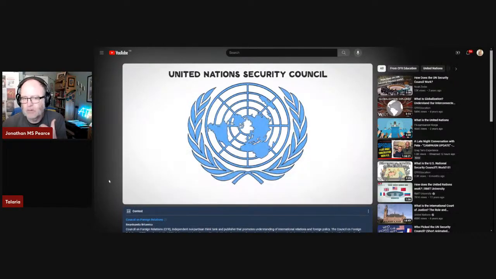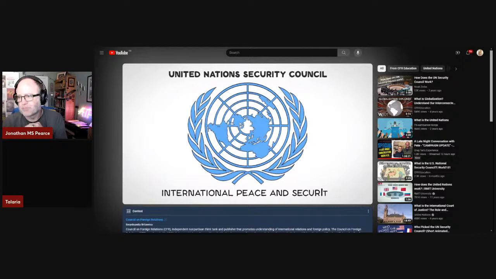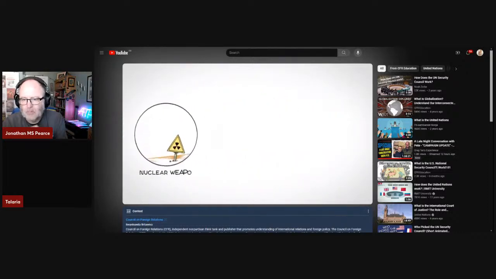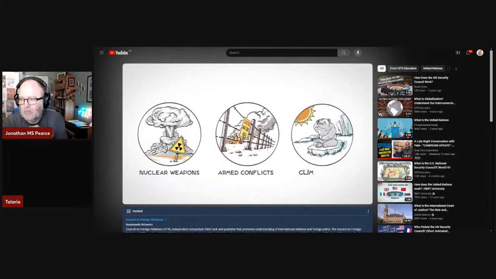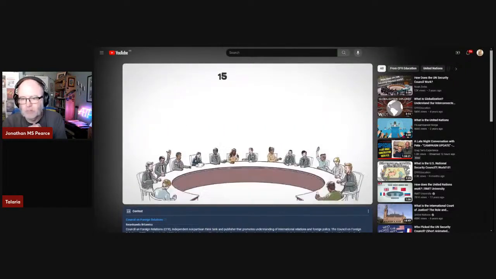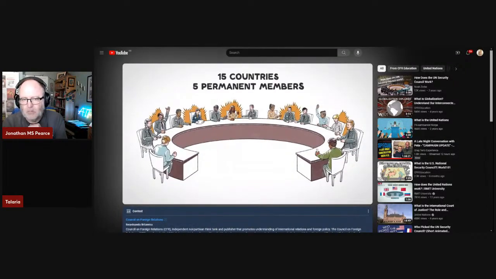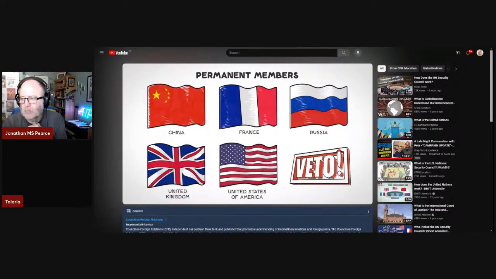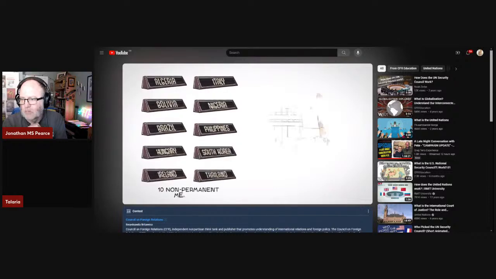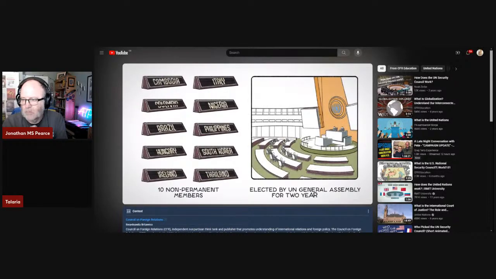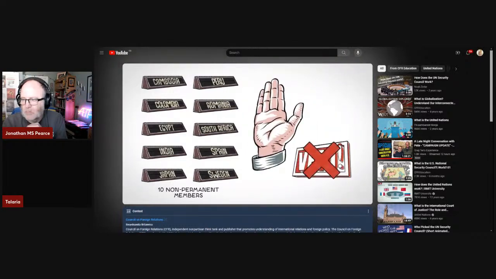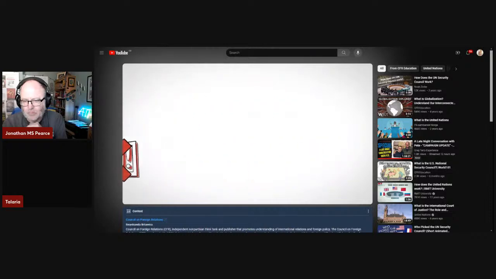The United Nations Security Council works to maintain international peace and security. It discusses and sometimes votes on potential solutions to a wide range of global challenges, from the spread of nuclear weapons to armed conflicts to even climate change. 15 countries sit on the council. 5 are permanent members. They're always on the council, and they have the power to veto any council decision. The other 10 countries are non-permanent members. They're elected by the UN General Assembly for 2-year terms. They can vote just like the 5 permanent members, but they do not have veto power over council decisions.